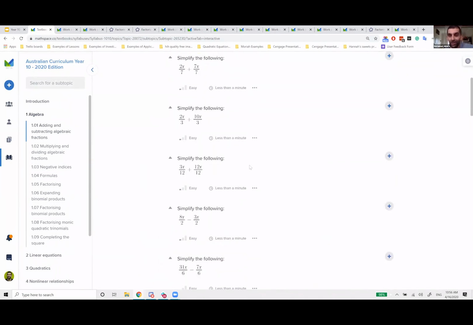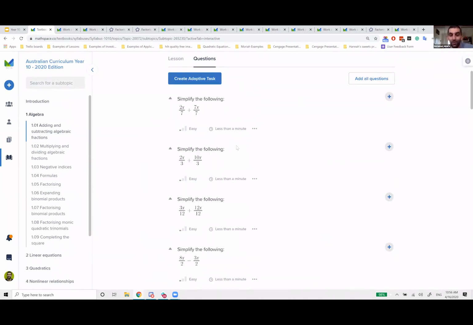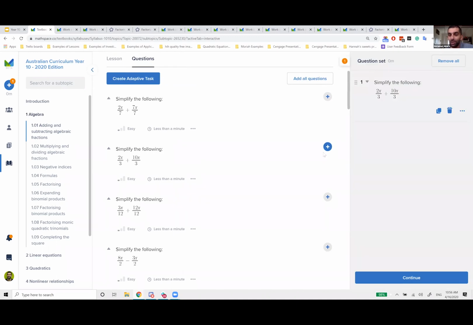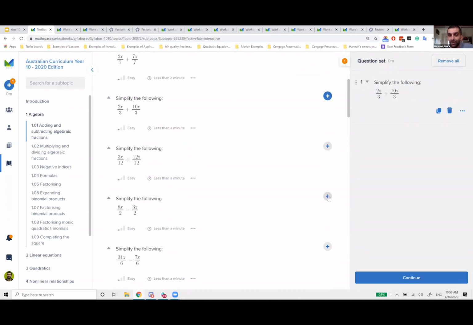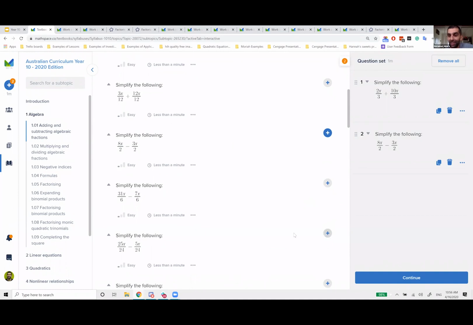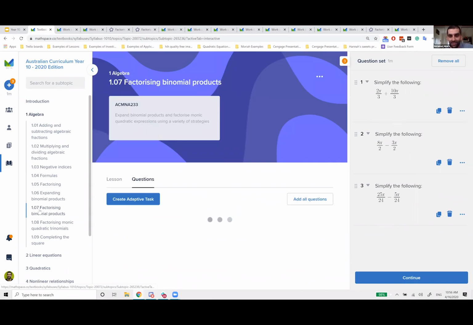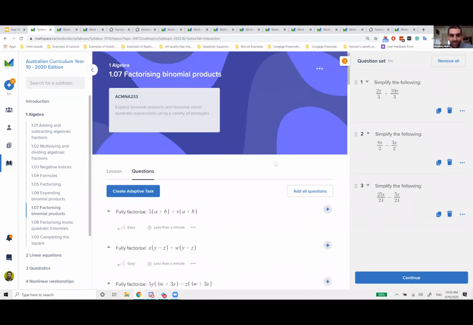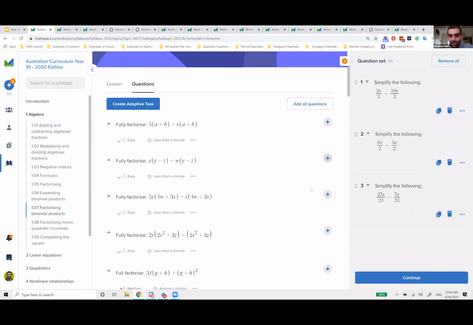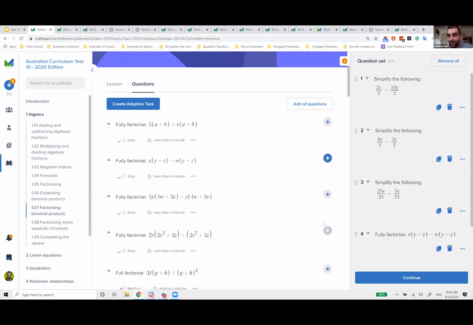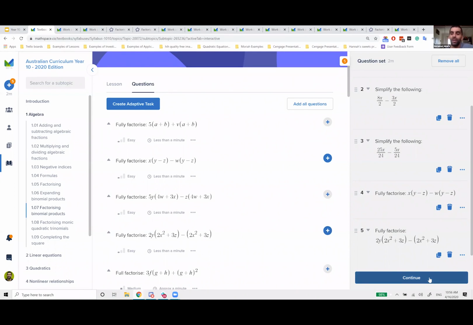What your teacher will do when they're creating a task, you probably haven't seen this before, but all they do is add this plus button. If they say, oh, I like that question, they click plus and they build a little test for you. They might choose, hey, we're talking about factorising today, so they'll go to factorising binomial products. They choose these questions from one subtopic, then they'll go, oh, I like that question, let me add that in, let me add that in. And then they'll assign it and your test will basically be the questions on Mathspace.